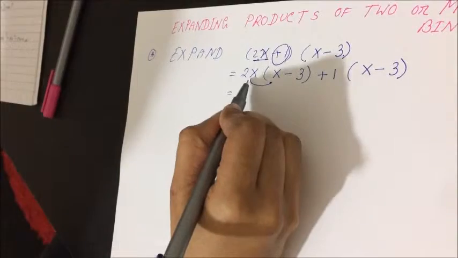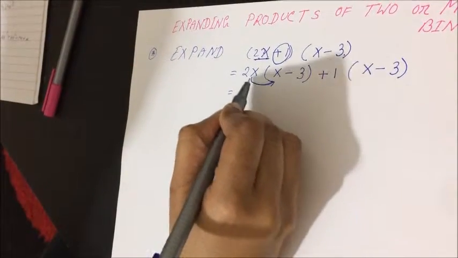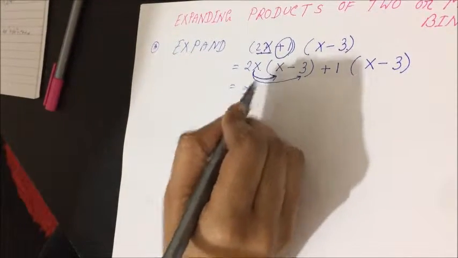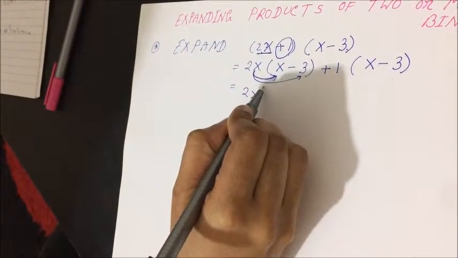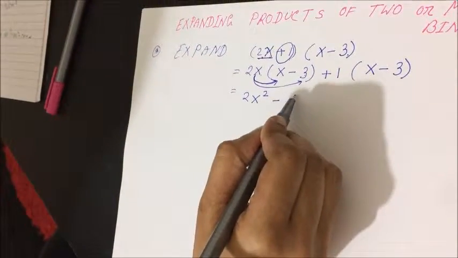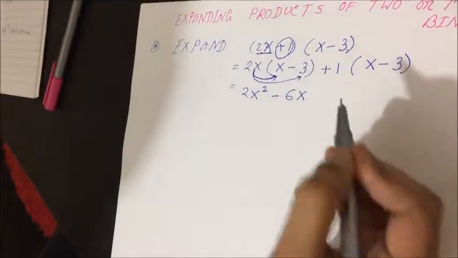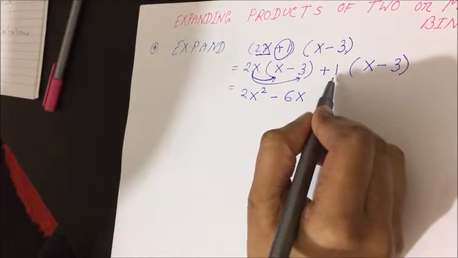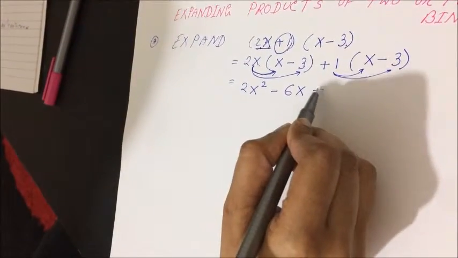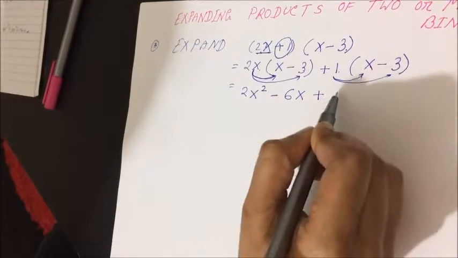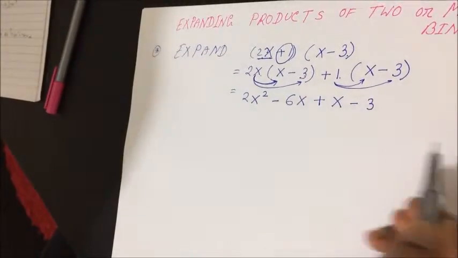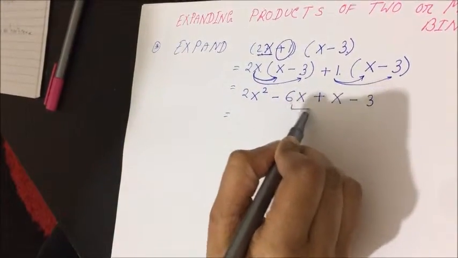What will be the first part's terms? 2x will be multiplied with x and 2x will be multiplied with 3. That means 2x multiplied with x gives me 2x to the power 2, and 2x multiplied with 3 gives me minus 6x. If I do the second part, I am going to get two terms from here also. 1 times x gives me x, and 1 times 3 gives me minus 3. Now I have to do collecting like terms.